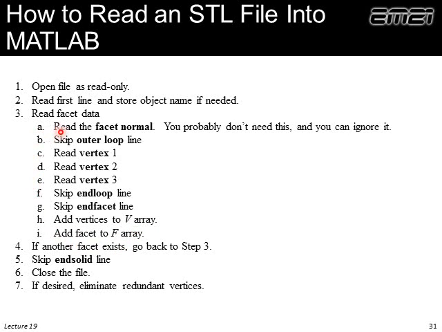Then, if another facet exists, we go back and we do this. So we just keep repeating. Finally, at the end, it'll say end solid. We'll just skip that line. And then we close the file. And then if we want to, because we potentially had redundant vertices, we could choose to eliminate those. Maybe we're even smart enough while we were reading them to figure out if they were redundant and eliminate them in real time. Either way works.